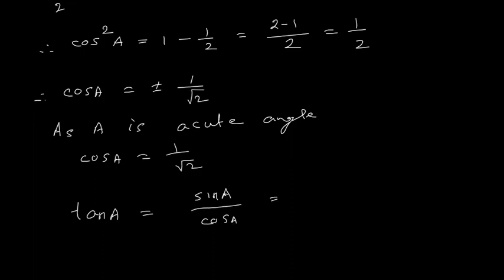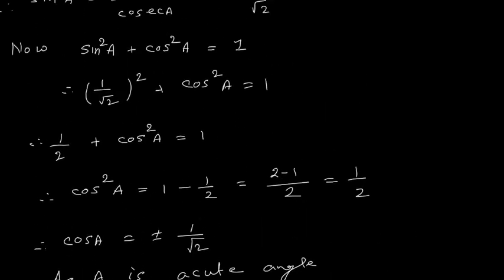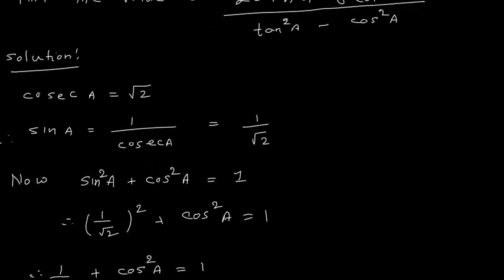Now value of sin A is 1 upon root 2. Value of cos A is also 1 upon root 2. So 1 upon root 2 upon 1 upon root 2 will give me 1. So tan A is 1. Also cot A is 1 upon tan A is equals to 1 upon 1, which is 1. So value of tan A is 1, value of cot A is 1, value of sin A is 1 upon root 2, value of cos A is 1 upon root 2.